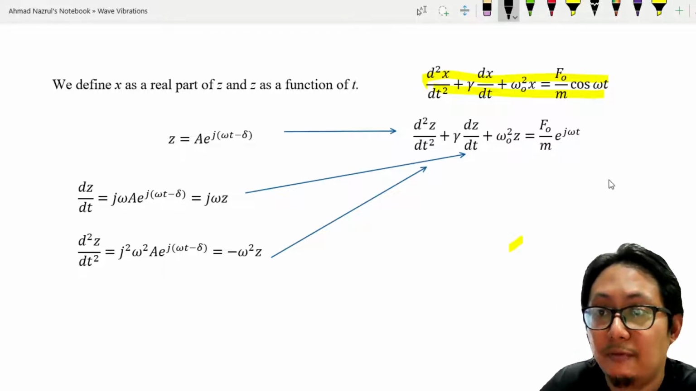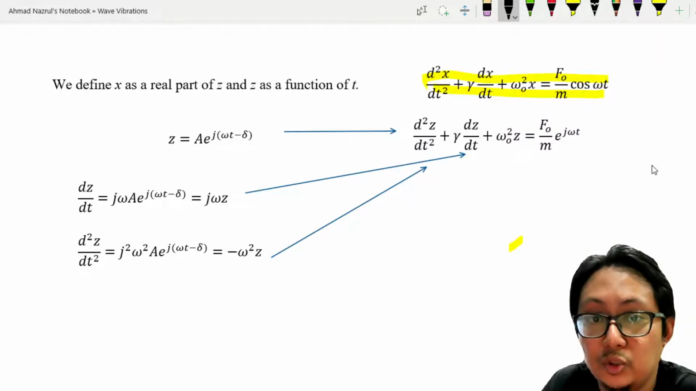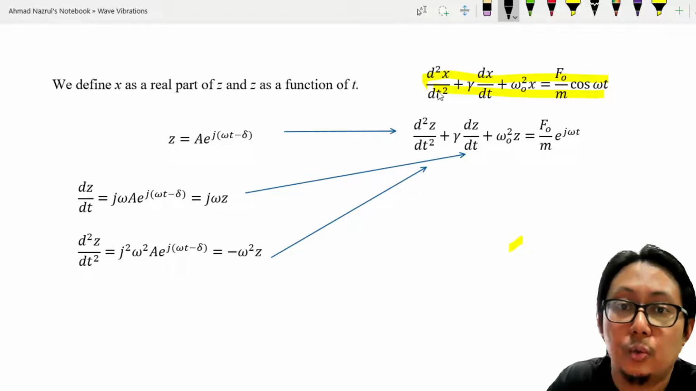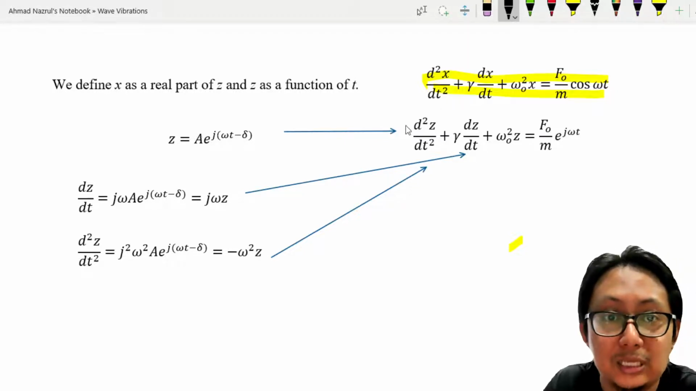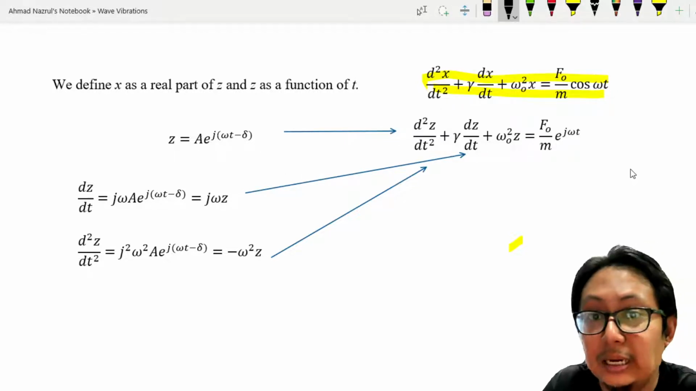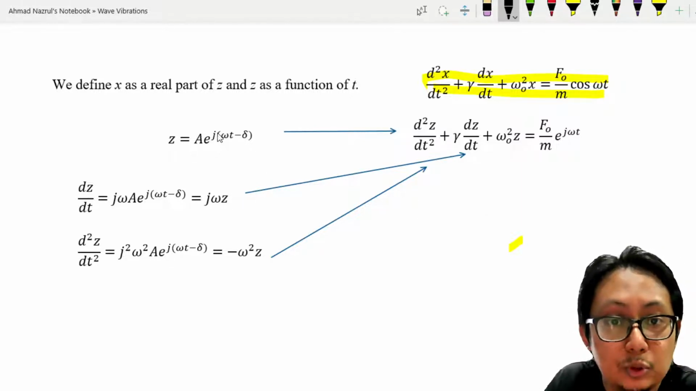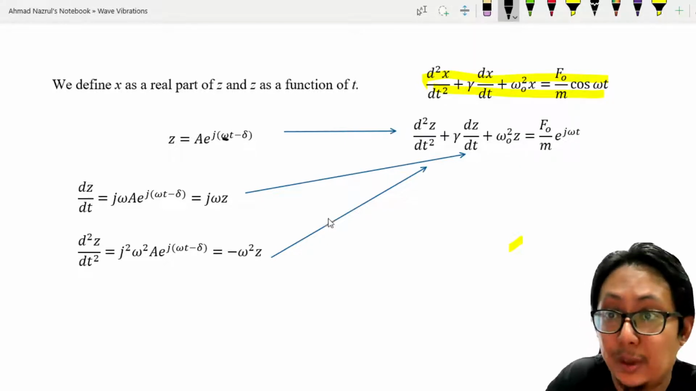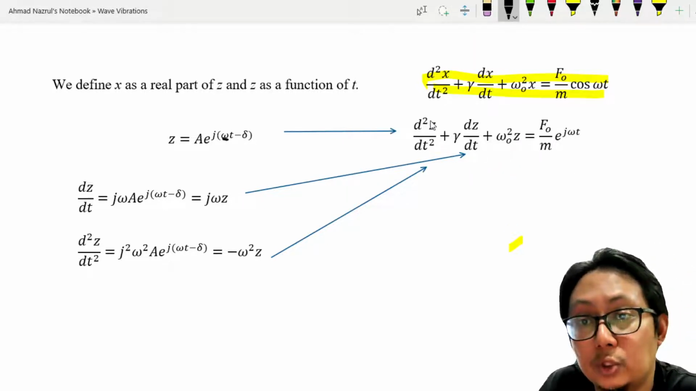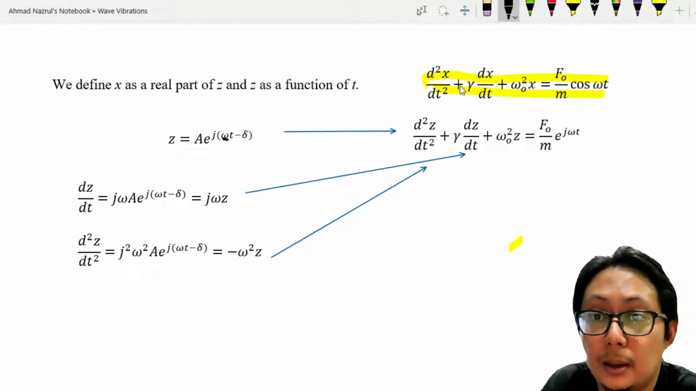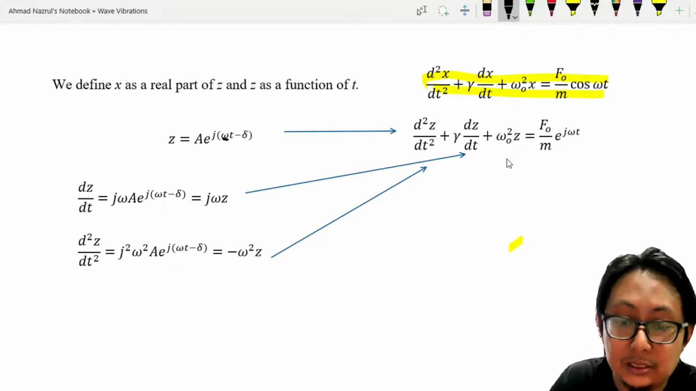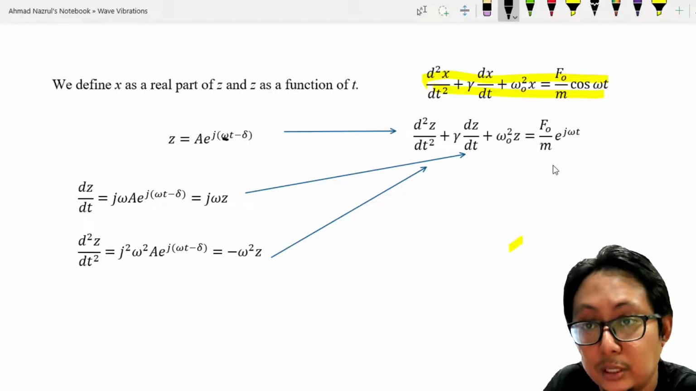To deal with it, we use the complex function. We change x into z, where x is the real part of z. The z is equal to a exponential j(omega t minus gamma). We are using omega, not omega naught. So we change everything to the complex form, and at the end we can change back to the real part.